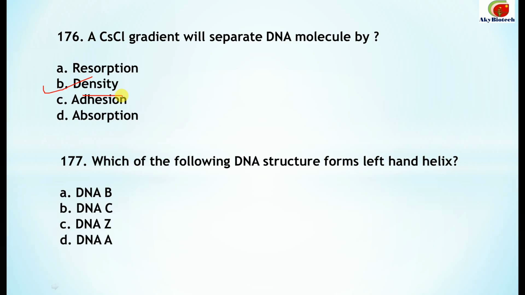177. Which of the following DNA structure forms left hand helix? So this is the left hand helix. This is formed by Z DNA. This one is the correct option.